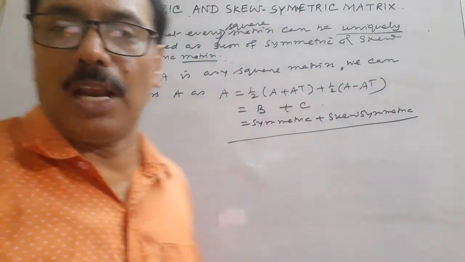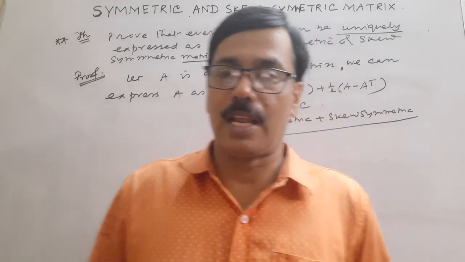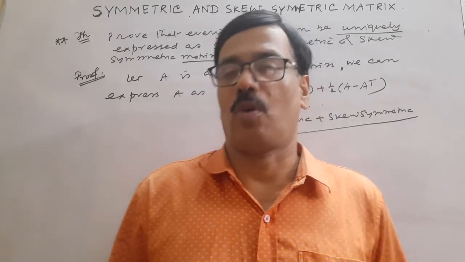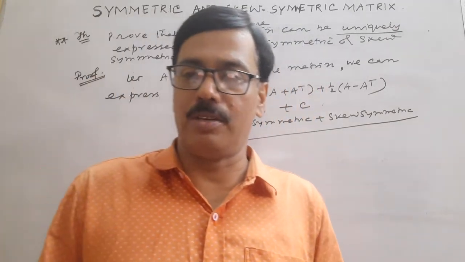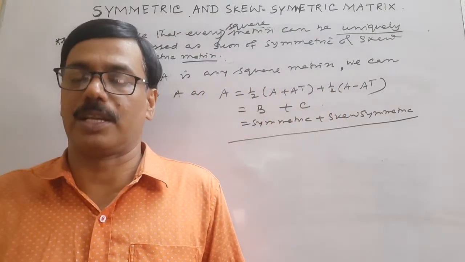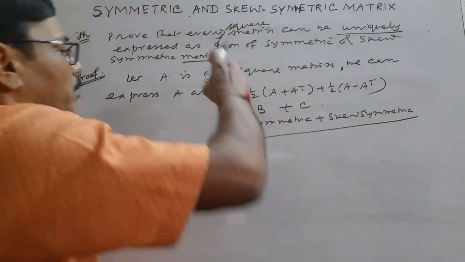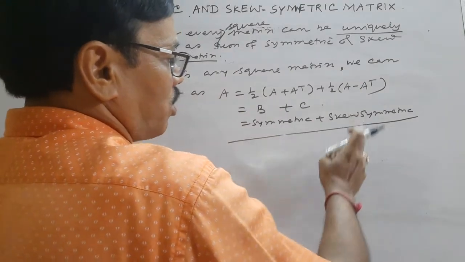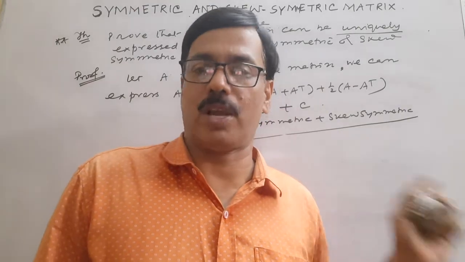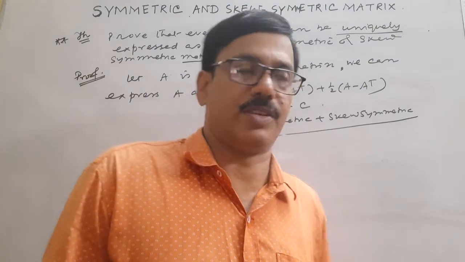There is a similar proof in the case of functions also: every function can be expressed as a sum of an even and an odd function. A function may be even or odd, but you can express every function as a sum of even and odd functions. Similarly, a matrix may be symmetric or skew symmetric or neither, but you can express every square matrix as a sum of symmetric and skew symmetric matrix.